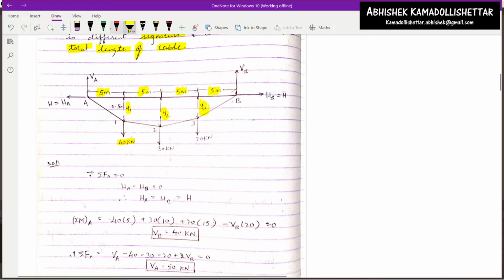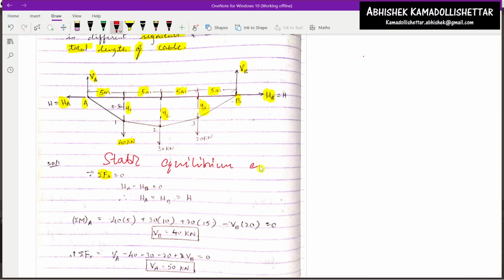Now there is a support at A, and there will be a support at B as well. At support A, the vertical load is taken as VA and the horizontal load as HA; at B, vertical load VB and horizontal load HB. Let us take summation fx. We have to first find the values of VA, HA, HB and VB to proceed further, so let us consider the static equilibrium equations.